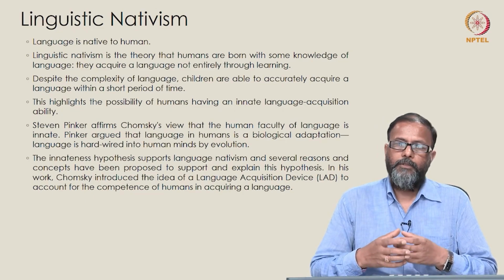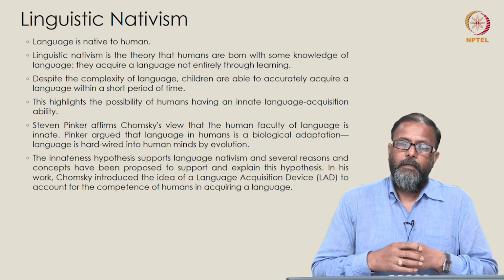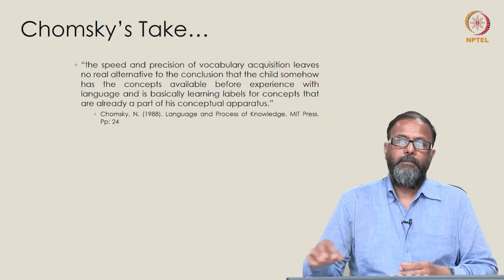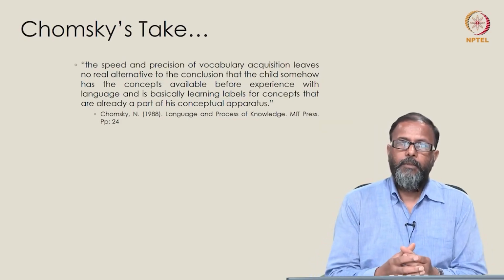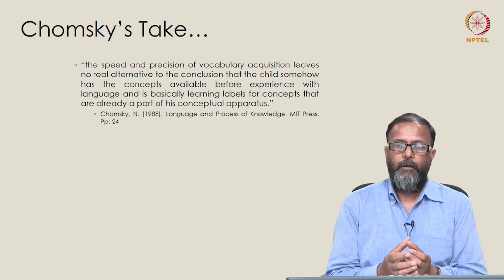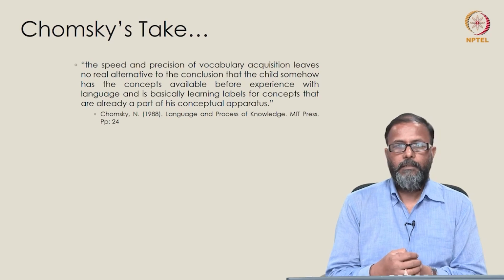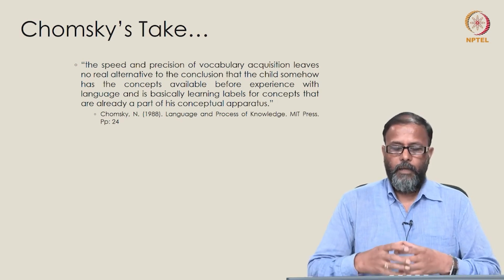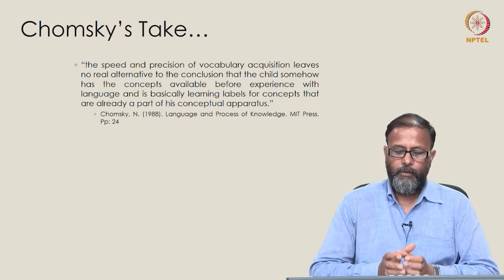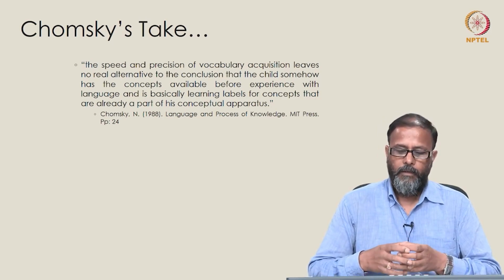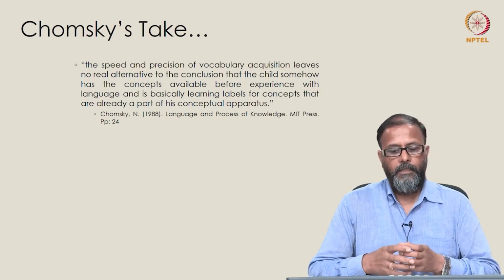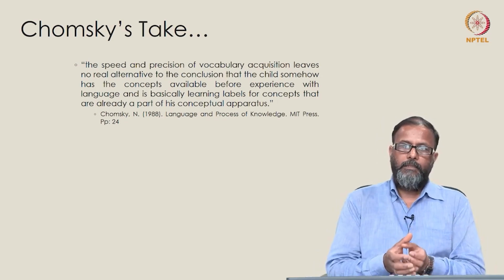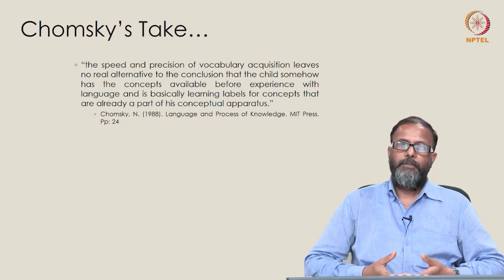In his work, Chomsky postulates two important ideas: the LAD, language acquisition device, and universal grammar. What is it? Let's quickly know about it. But before that, what does Chomsky say? So let's have Chomsky's take on this acquisition. I quote from Chomsky's writing, 1988, Language and Problems of Knowledge, MIT Press, page 24: "The speed and precision of vocabulary acquisition leaves no real alternative to the conclusion that the child somehow has the concepts available before experience with language and is basically learning labels for the concepts that are already part of his conceptual apparatus."